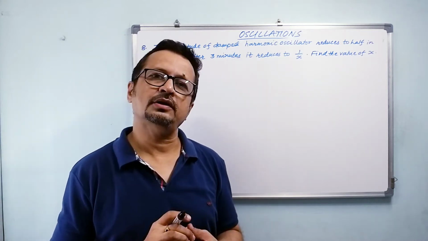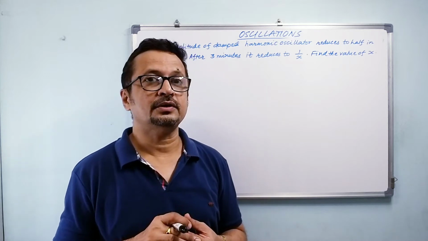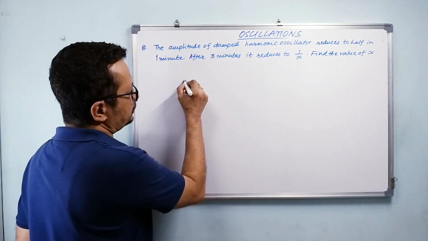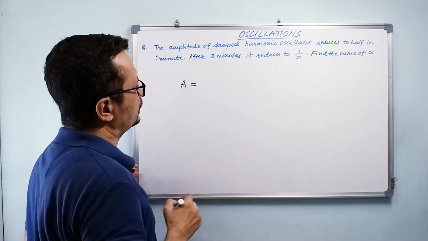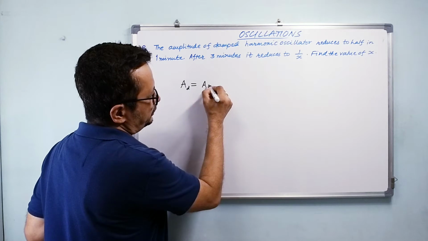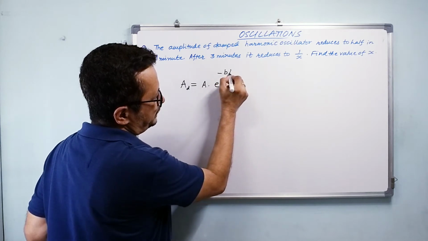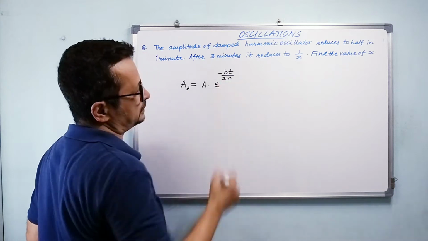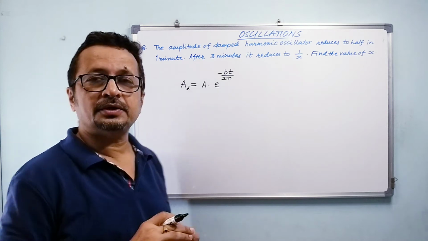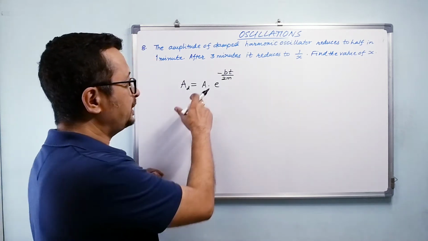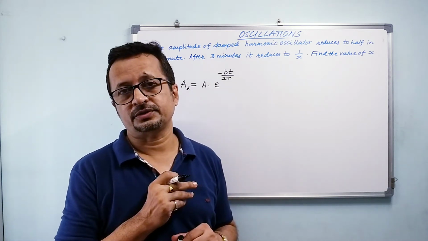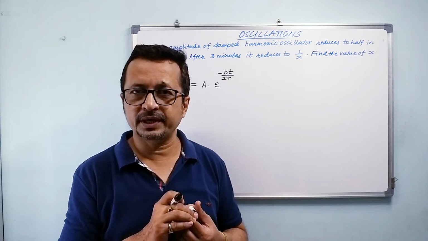First of all we need to recollect what the amplitude of a damped oscillation is. The amplitude of damped oscillation is AD, and it is equal to A into e raised to minus bt upon 2m. Here t is the time, b is the damping constant, m is the mass, and A is the amplitude of free oscillation, the maximum or beginning amplitude.